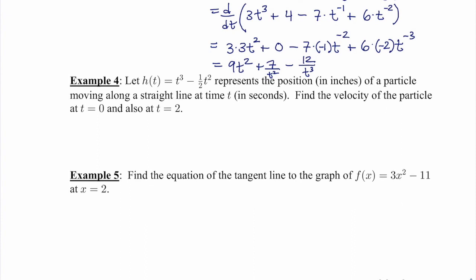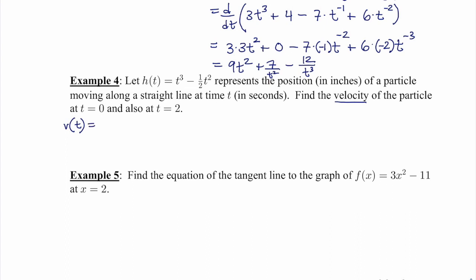All right, in example 4, we have a function that represents the position of a particle moving along a straight line, and the input is seconds and the output is inches, and we're looking for the velocity of the particle at t equals 0 and also at t equals 2. So it's probably helpful to just find the velocity at any time first and then put in the values of t equals 0 and t equals 2 specifically.